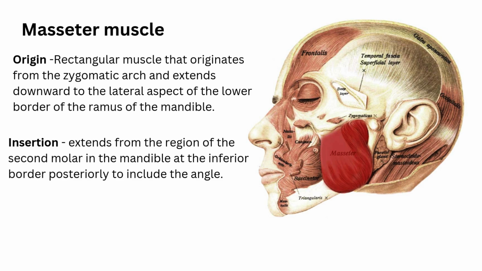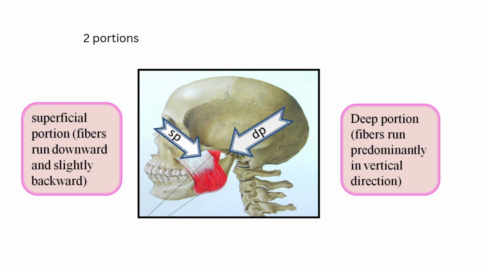Let's talk about the first paired muscle. We are going to talk about the masseter muscle, which is rectangular in shape. It originates from the zygomatic arch and extends downwards to the lateral aspect of the lower border of the ramus of the mandible. It also extends from the region of the second molar in the mandible at the inferior border posteriorly to include the angle of the mandible. This masseter muscle is further divided into two portions, superficial portion and deep portion.